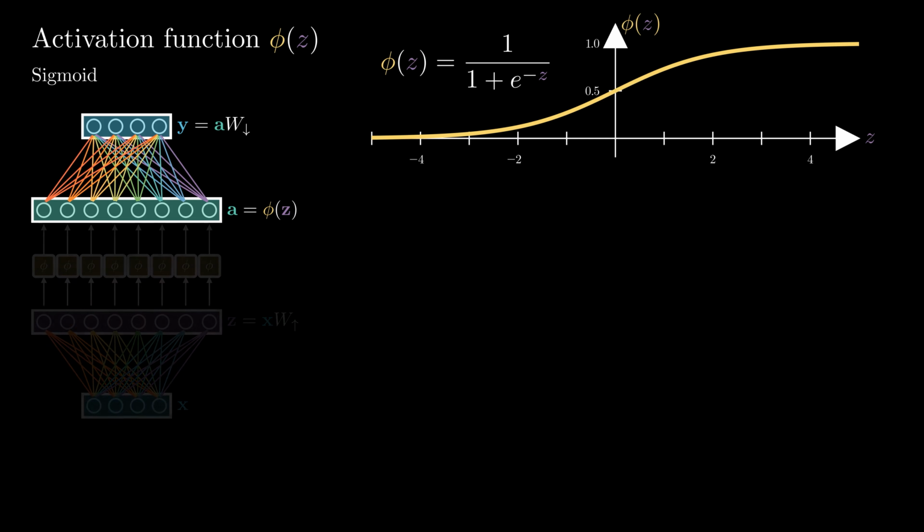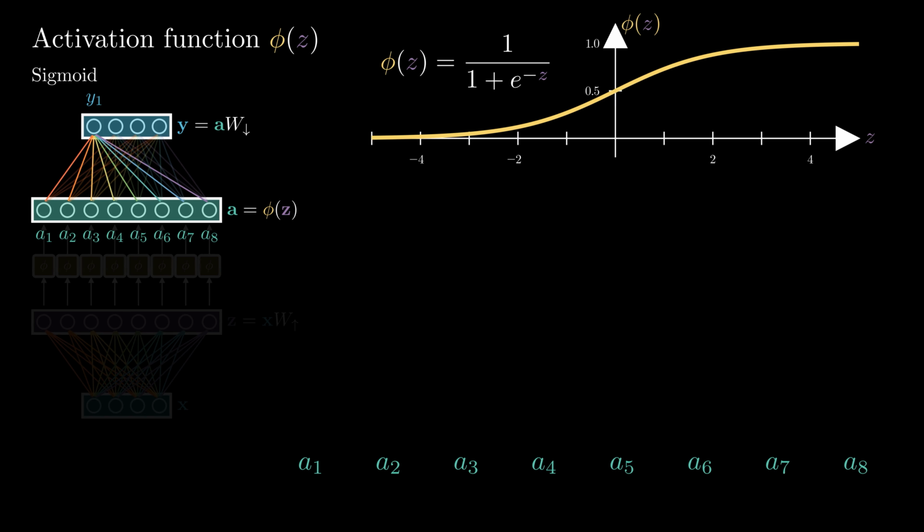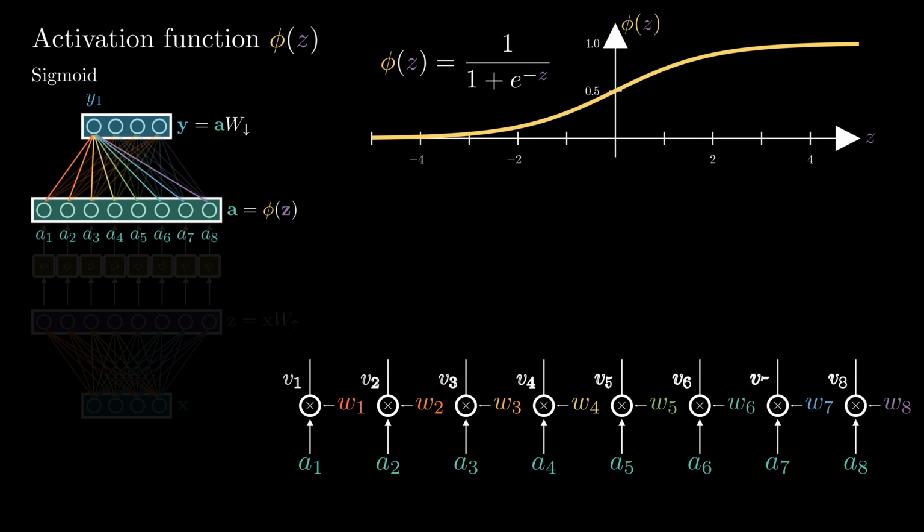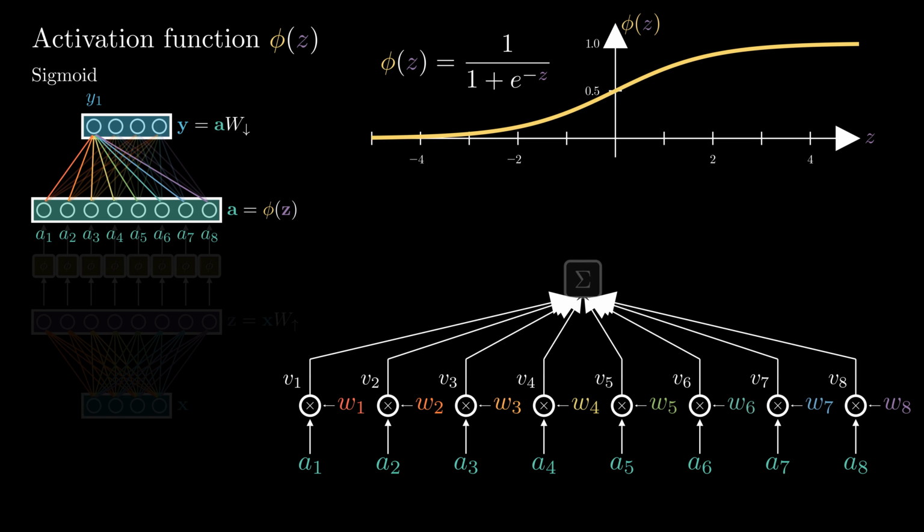Let's focus on the first entry of the output vector, y1, in the second layer. To compute y1, we take each entry of the activation vector, a1 through a8, and multiply each by its corresponding weight, w1 through w8. We refer to the products as v1, v2, and so on. The value of y1 is simply the sum of all these products. Assume we already know how y1 affects the loss. That is, we have the gradient of the loss with respect to y1.